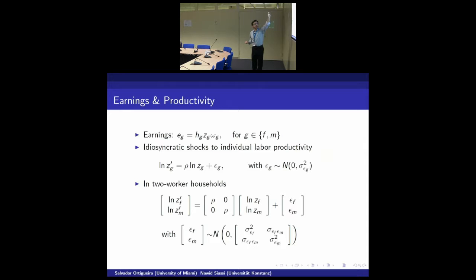Earnings, E, is going to be the product of 3 numbers. Hours worked: this is something that is chosen by the individual, how many hours per year they work.